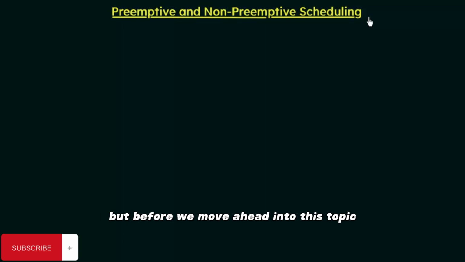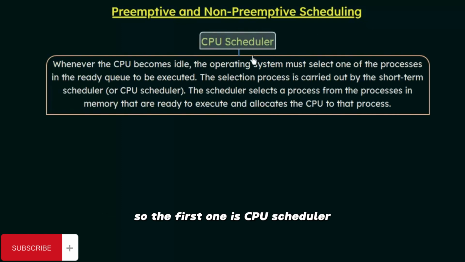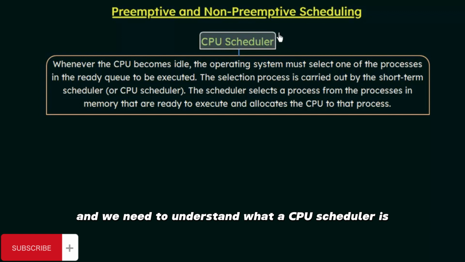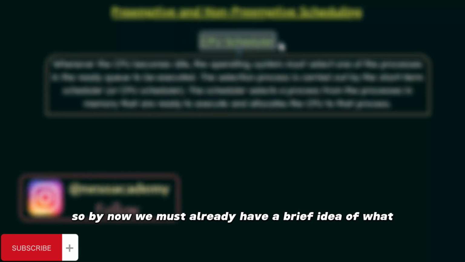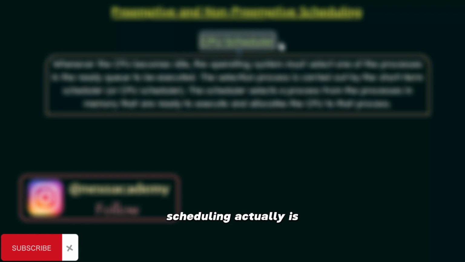But before we move ahead into this topic, there are two other important terms that we need to first know about. So let us see what they are. So the first one is CPU scheduler. So we have been talking about CPU scheduling from the previous few lectures, and we need to understand what a CPU scheduler is. So by now, we must already have a brief idea of what scheduling actually is. So what is a CPU scheduler?